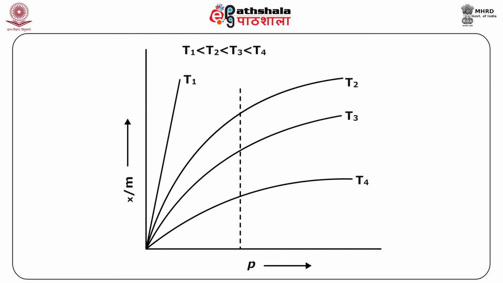Adsorption of gas molecules on the surface of solid adsorbent leads to a decrease in the number of molecules in the gaseous phase. Hence, adsorption increases with increase in pressure. Figure shows the variation of extent of adsorption with pressure at different temperatures.